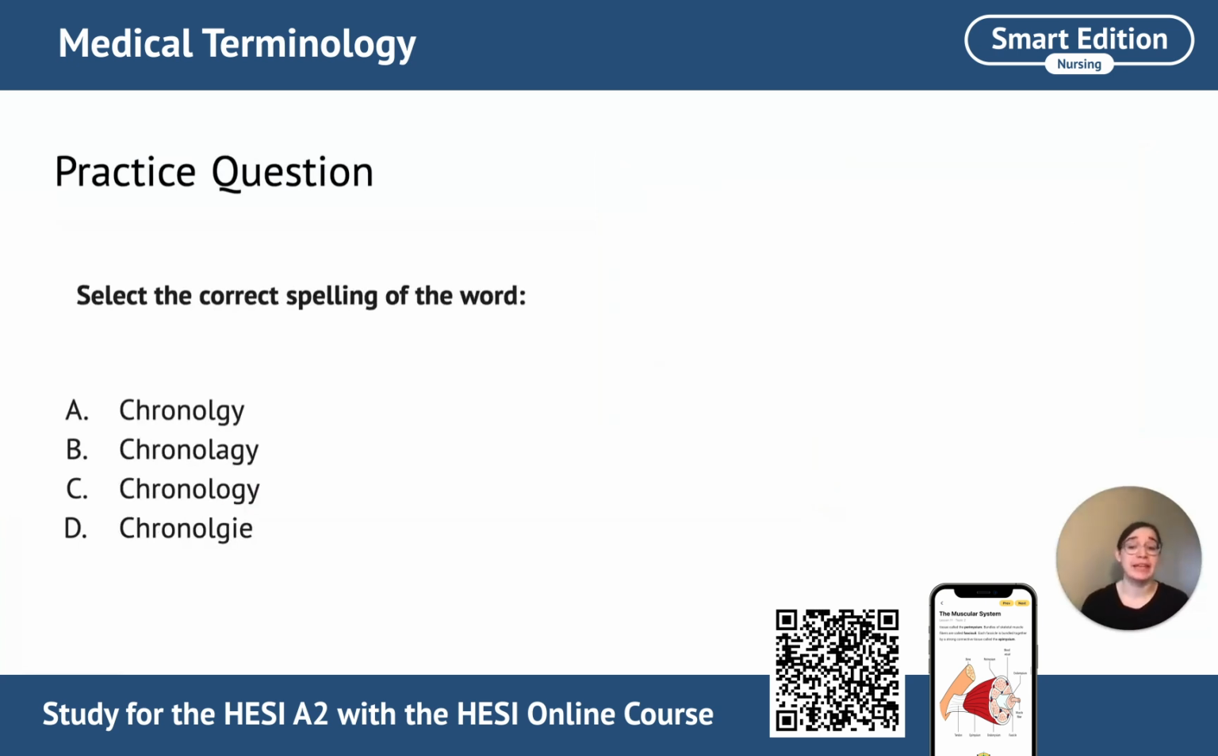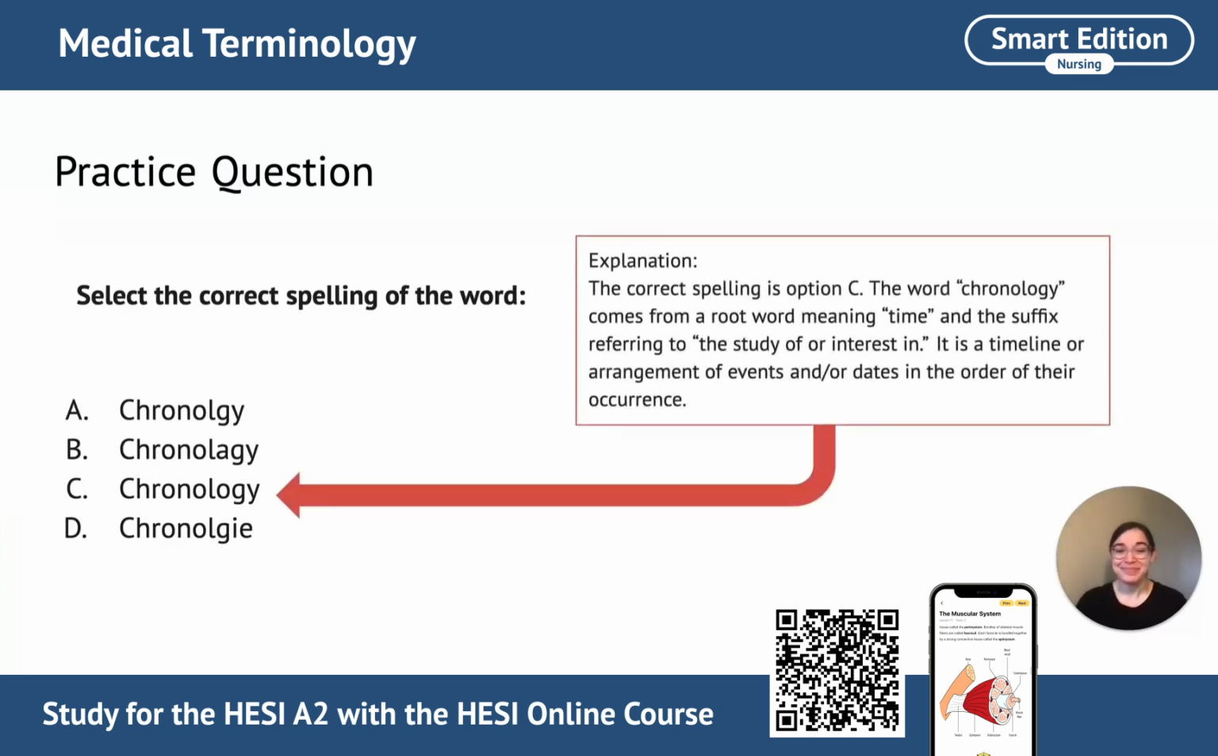Select the correct spelling of the word. A, chronology, B, chronology, C, chronology, or D, chronology. And the correct spelling of the word chronology is option C. So the word chronology comes from a root word chronos, which means time, and a suffix, which we've seen before in our presentation, logi, which means the study of or interest in. So a chronology is a timeline or arranging events and or dates in the order of their occurrence.